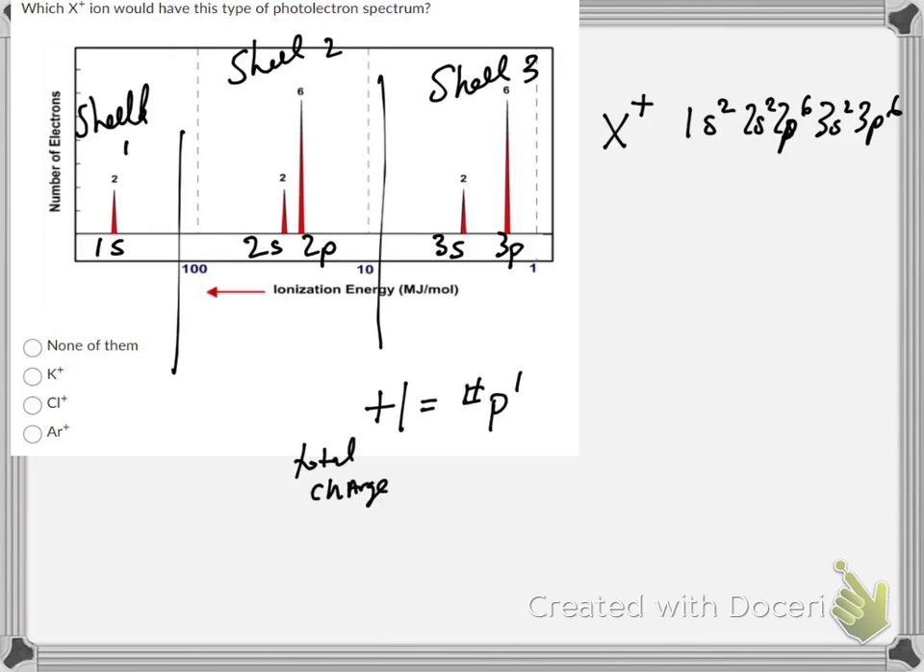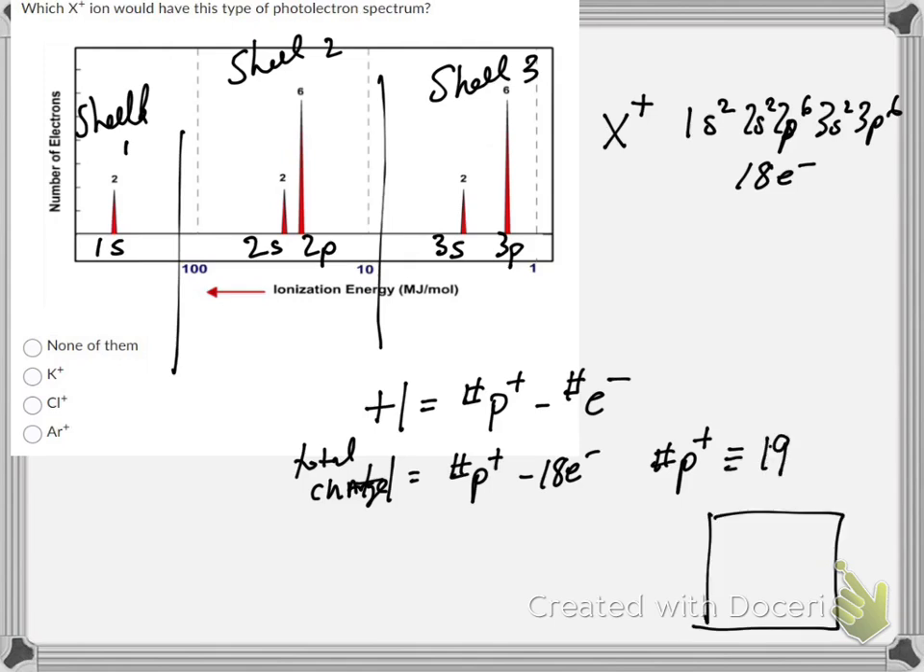This equals the difference between the number of protons minus the number of electrons. So we can calculate how many protons there are. We sum up all the electrons, and we do that either through the photoelectron spectrum or from the electron configuration. We do that, and we get that the plus 1 equals the number of protons minus 18 electrons. We can solve for the number of protons, and it equals 19.